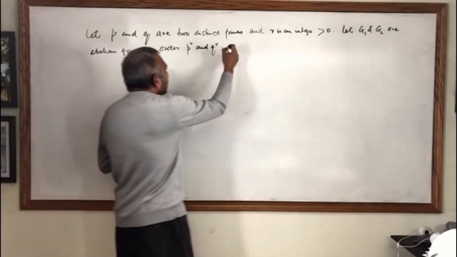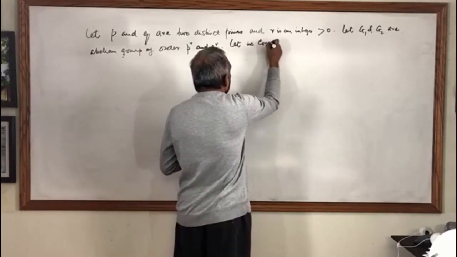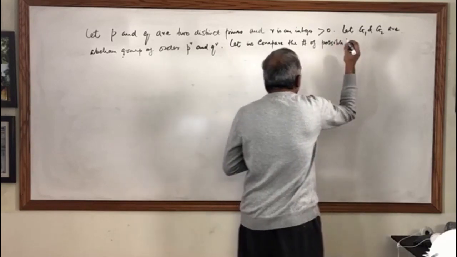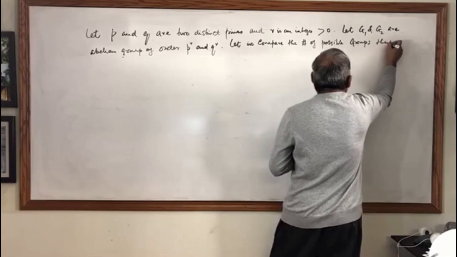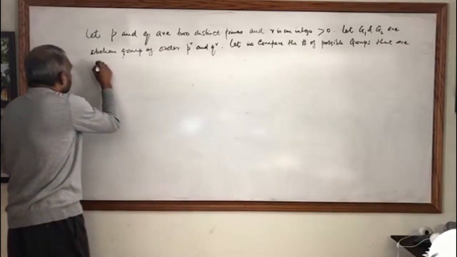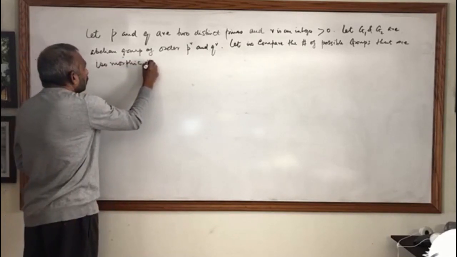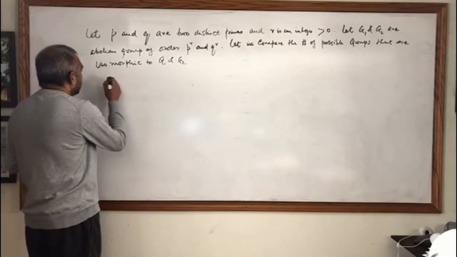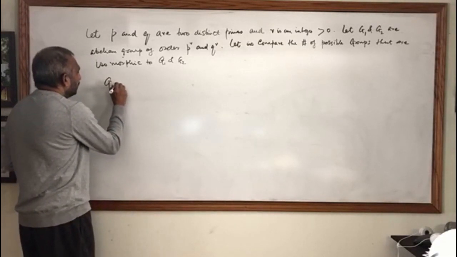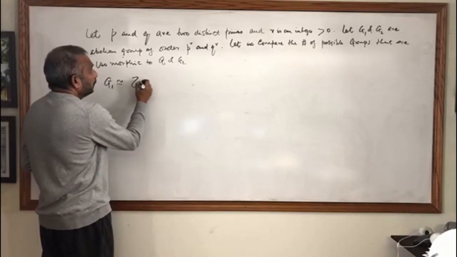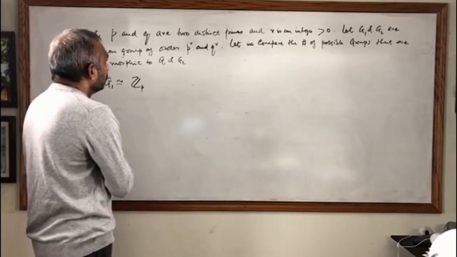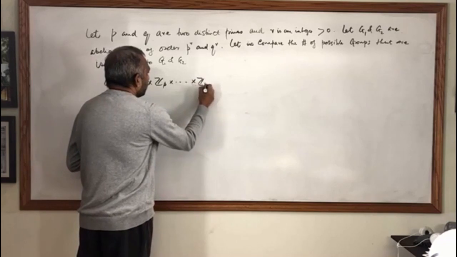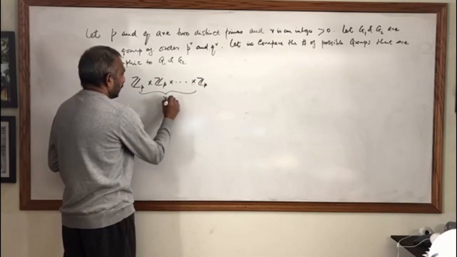Now what we do is compare the number of possible groups that are isomorphic to G1 and G2. So one of the ways we can express G1 and G2 is like this. G1 is isomorphic to C_P times Z_P times dash, dash, Z_P, R times.